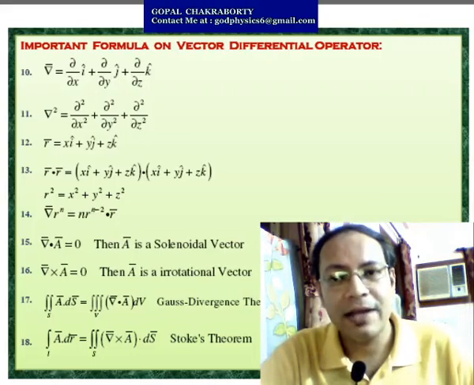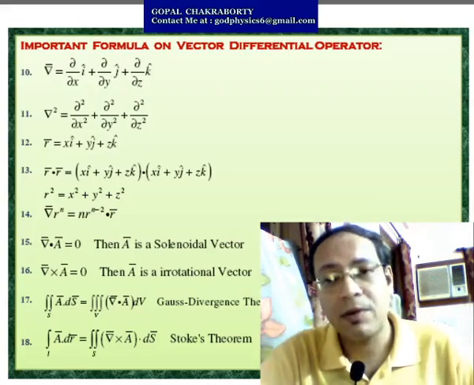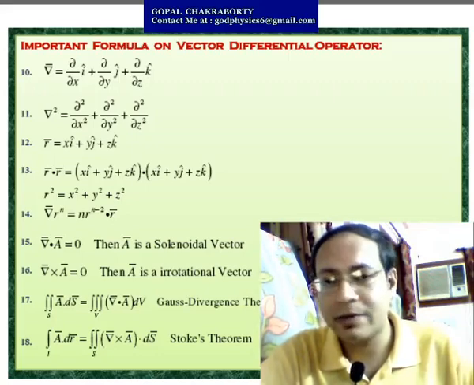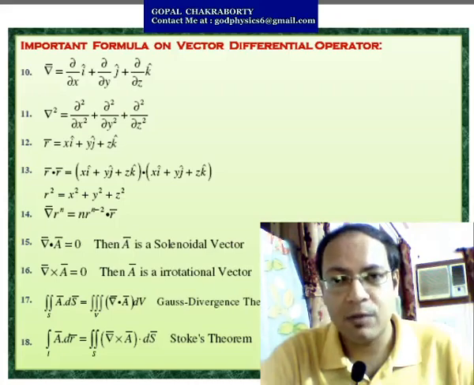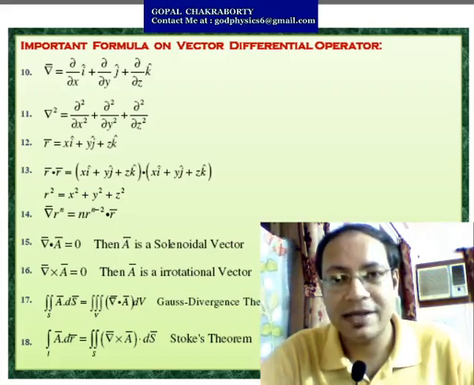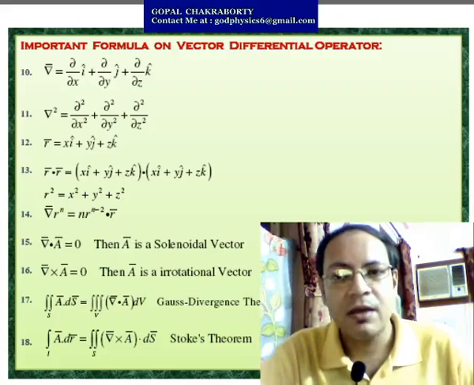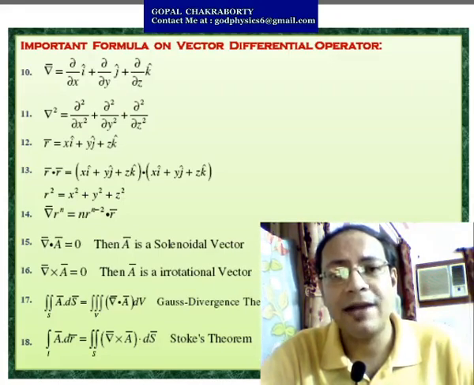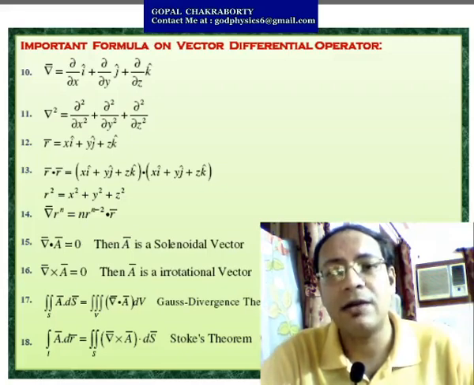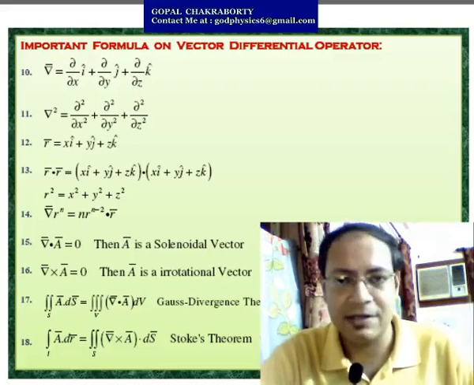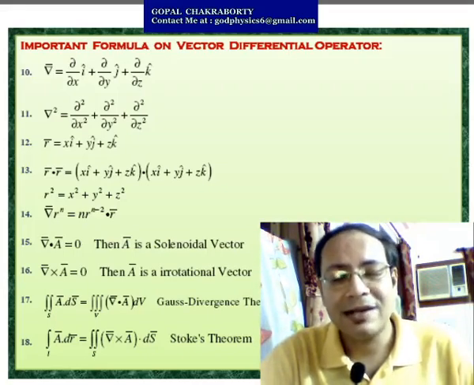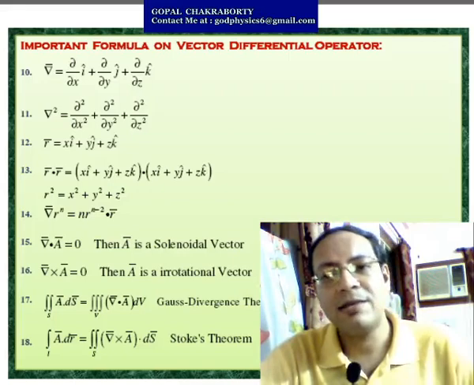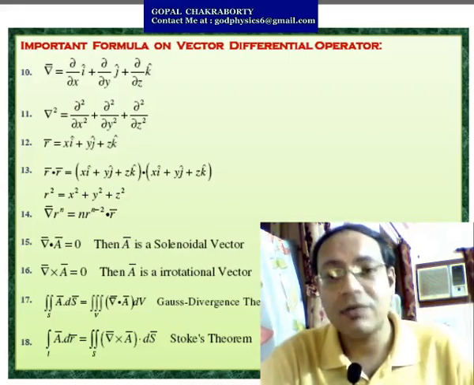Okay, 14: del r to the power n equals n r to the power n minus 2 dot r. I have already derived this formula in my second video on vector calculus. 15th, if del dot A, that is very important. How will you find out whether the vector is solenoidal or not? If the divergence of that vector is equal to 0, it must be a solenoidal one. And if the curl of this vector is 0, then it must be an irrotational or conservative one.